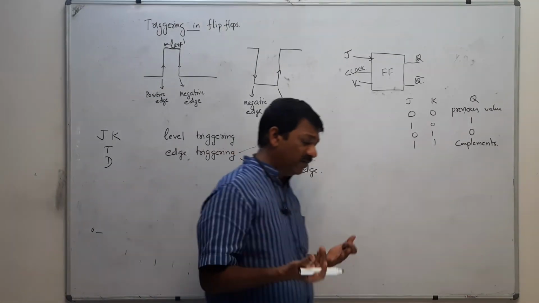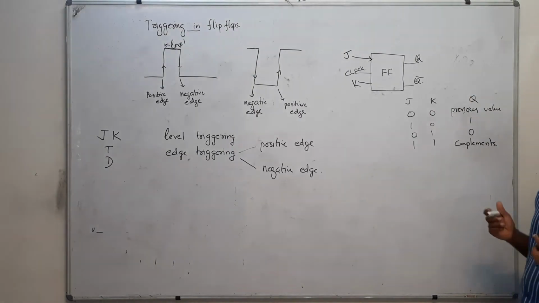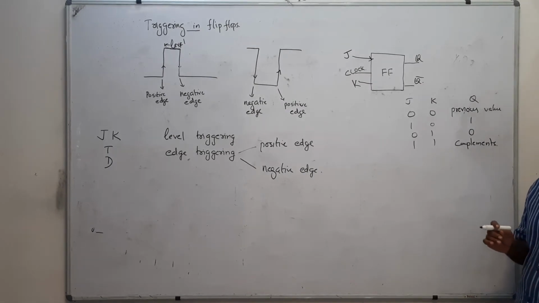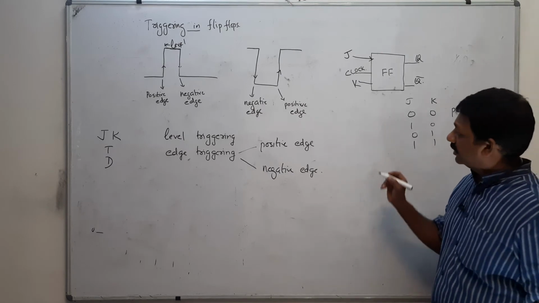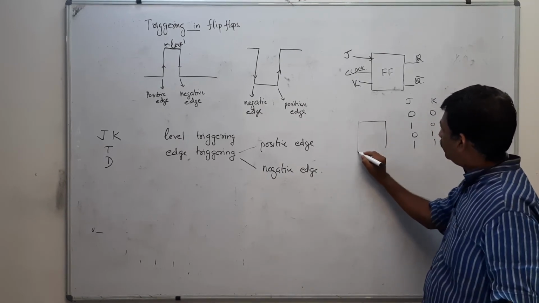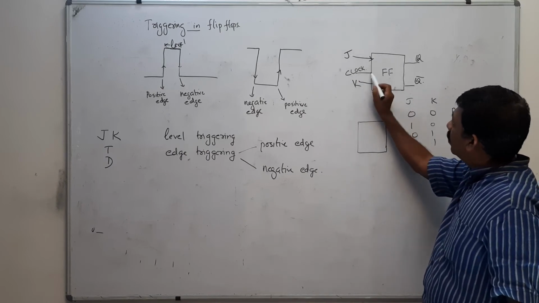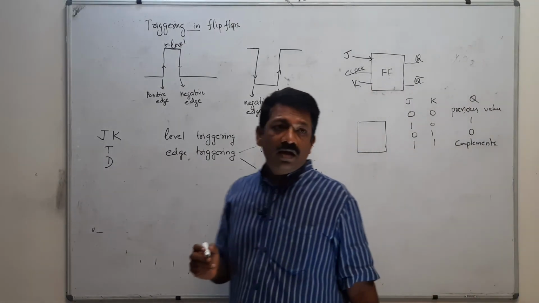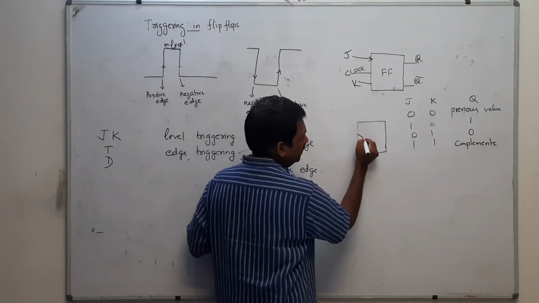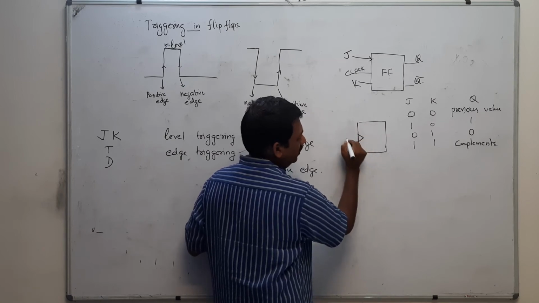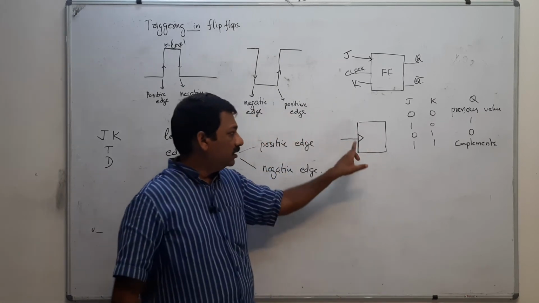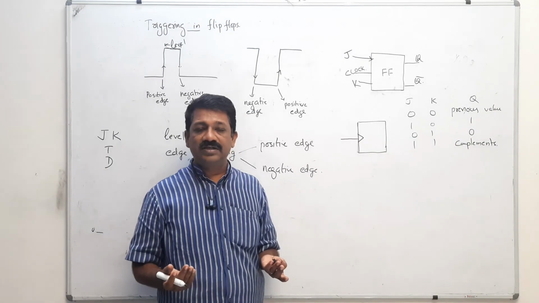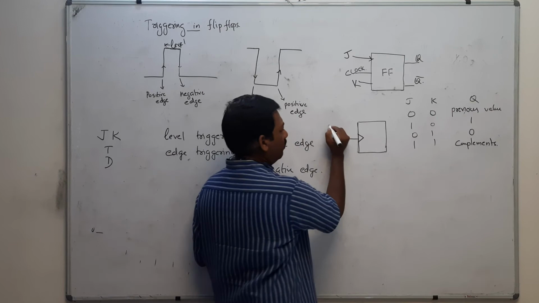Now, suppose that you are given a flip flop, how do you check whether that flip flop is level triggered or edge triggered? How do you detect it? In this picture here, this clock is given and nothing else is shown here. That means this is level triggered. And suppose that in this diagram you have a triangular notation at the clock input, that indicates that it is edge triggered, and this is positive edge triggered.